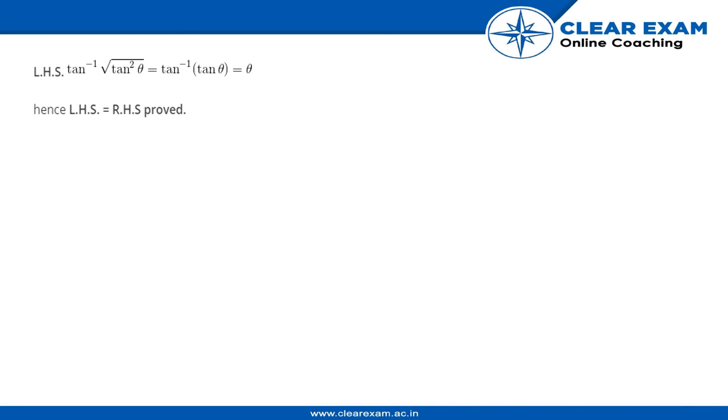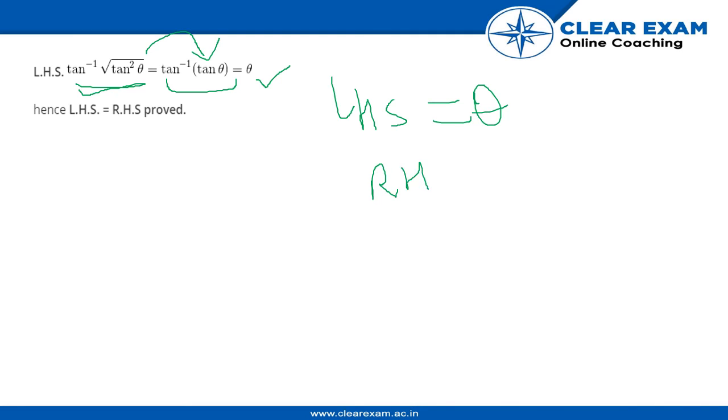Okay, now we solve the LHS part. Our LHS says we have tan inverse of root tan squared theta. Root of tan squared theta gives us tan theta, and we already know from the identity that tan inverse of tan theta is equal to theta. Now we can see that LHS is equal to theta. We already proved that RHS was equal to theta. So we can say that LHS is equal to RHS, and hence we have proved the question.